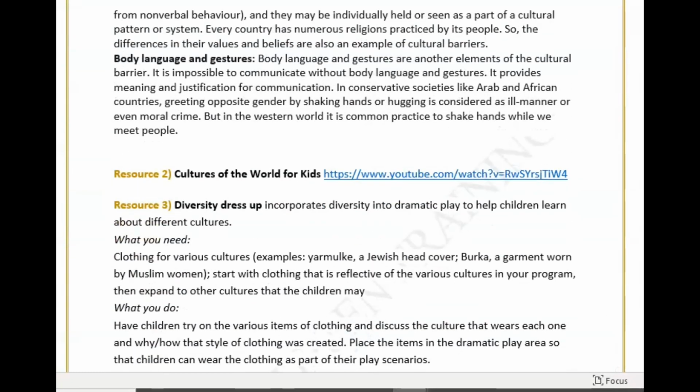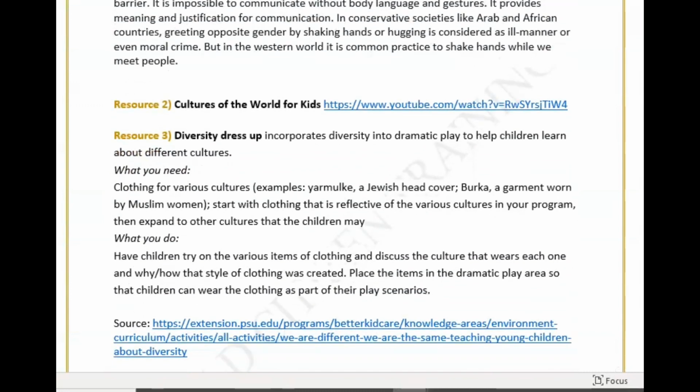So, moving along through here, there's several resources. We have an activity called Diversity Dress Up that we use in this lesson. And you can use all different sorts of cultural clothing. I like to collect that during the year.